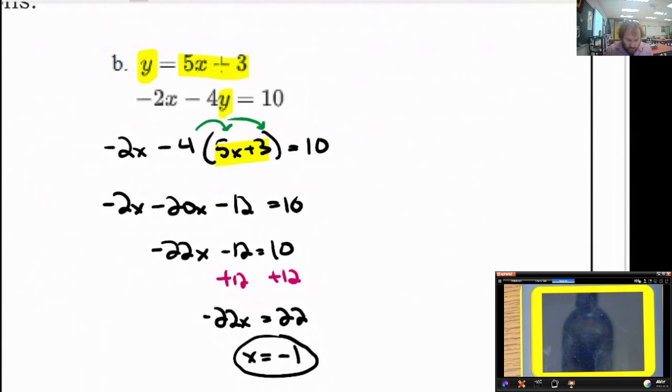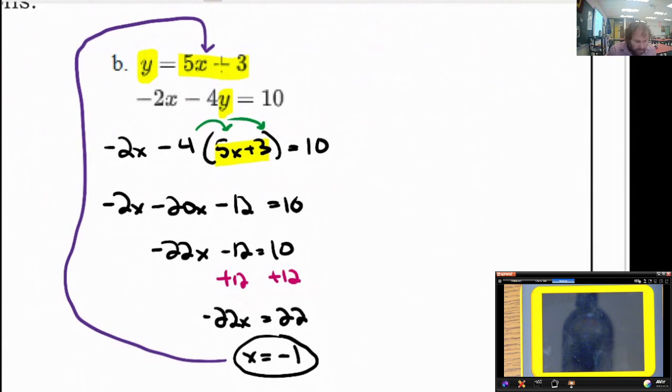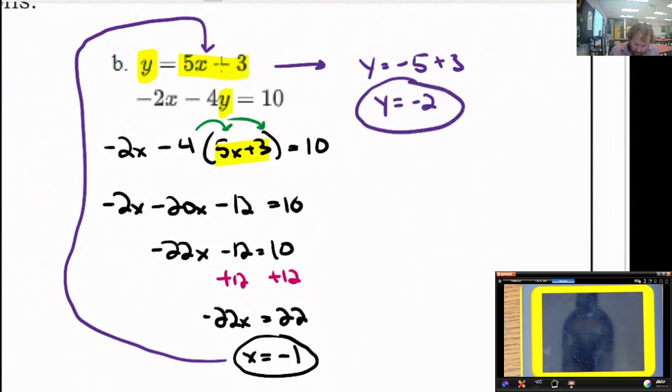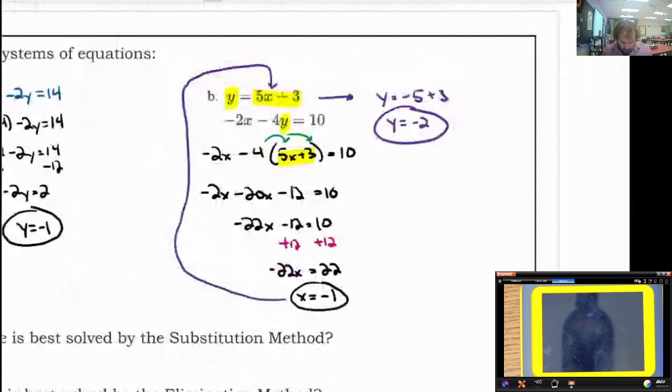Substitution usually has a little more work on the front end, but the back end is very easy because all we're going to do is take our newfound value for x and plug it in for x up there. This is y equals -5 plus 3. And that becomes y equals -2. So our answers are -1 and -2. Oh, almost the same answer.